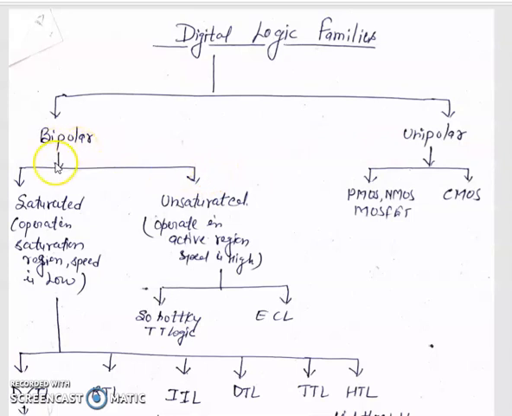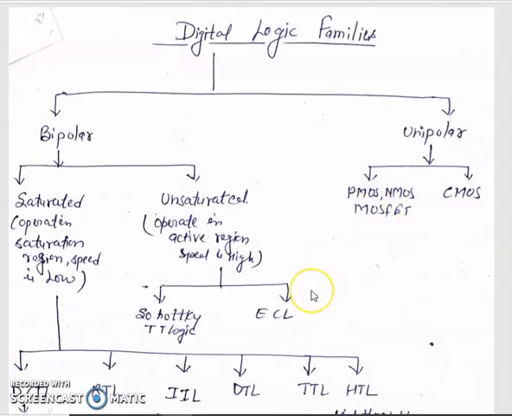Bipolar is also classified into the categories saturated and unsaturated. What are saturated logic families? Those that operate in the saturation region, so their speed is very low, whereas unsaturated logic families operate in the active region, so speed is high. And the unipolar logic families are also classified into PMOS, NMOS, MOSFETs, and CMOS, complementary MOSFET.